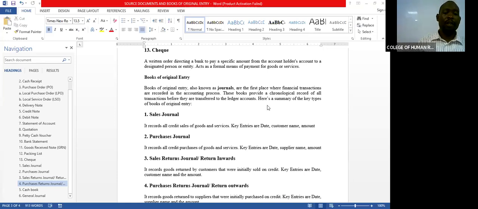If it is a cash purchase, it cannot go to the purchases journal. If it is a credit purchase of a fixed asset, don't record it in the purchases journal.